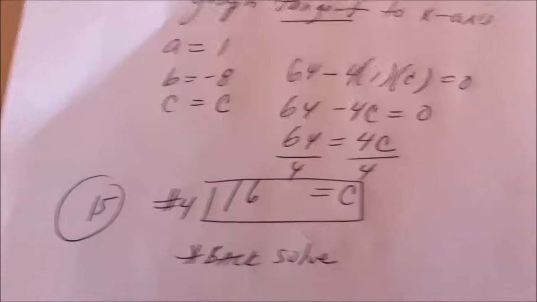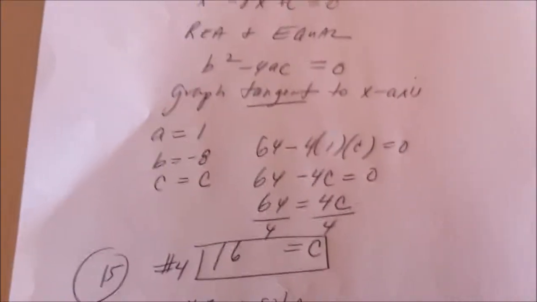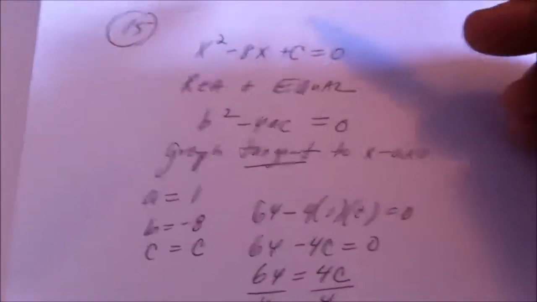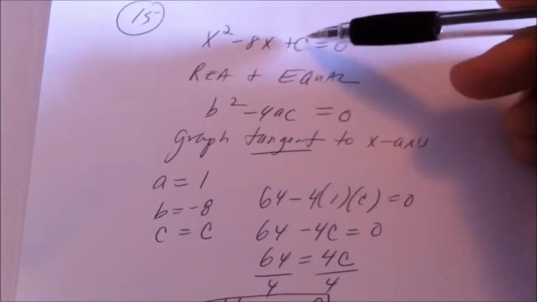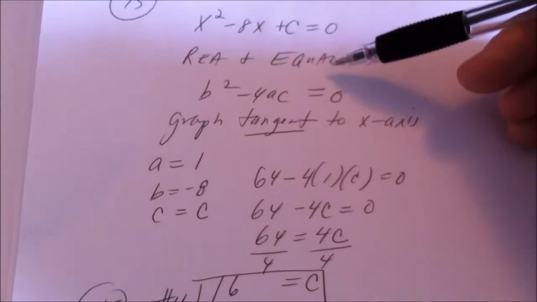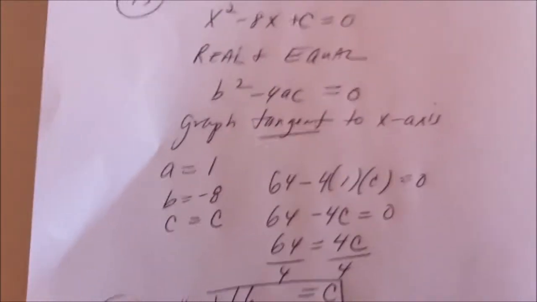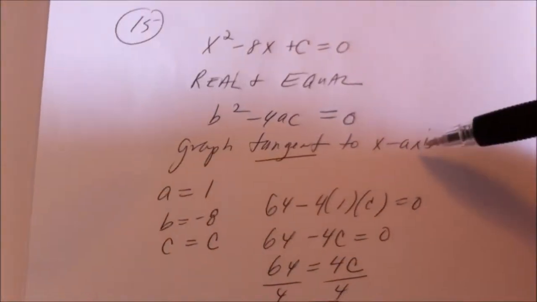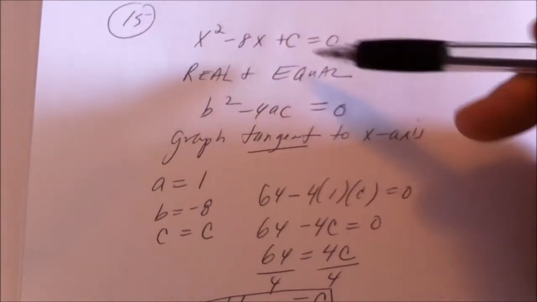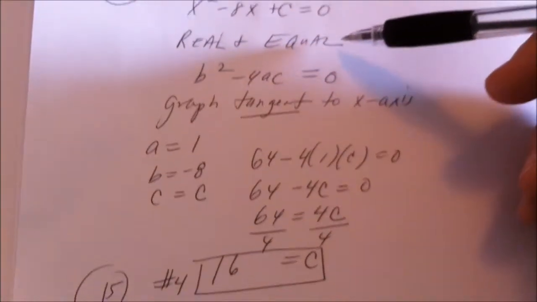Now for number 15, the answer was c equals 0. So they gave you a quadratic here, and a coefficient was missing. In this case, the constant was missing. So we can just work these backwards and see which graph would be tangent to the x-axis, because for roots that are equal, the graph will be tangent to the x-axis. Or better yet, just know that the discriminant, b squared minus 4ac, must be 0 when it has equal roots.